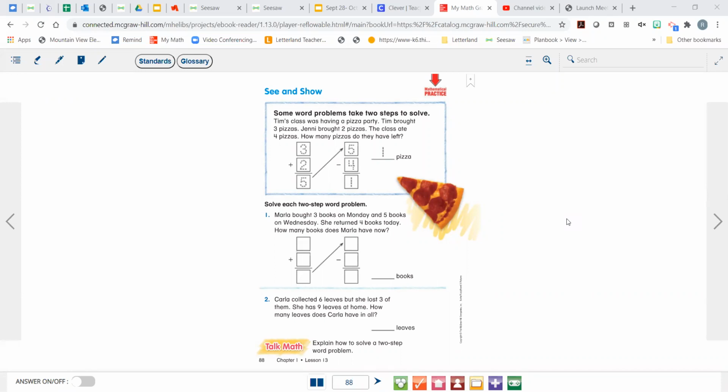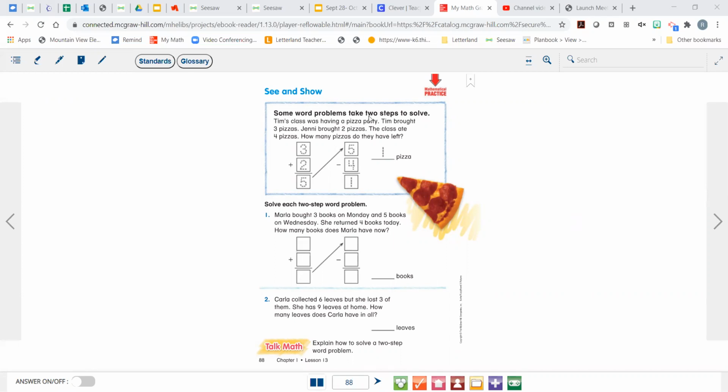Today we're going to look at two-step word problems. Now, when you do one-step word problems, you have to read carefully, but now we have two steps involved to get the final answer. So we really have to read carefully on this one. So let's look at See and Show to get started.